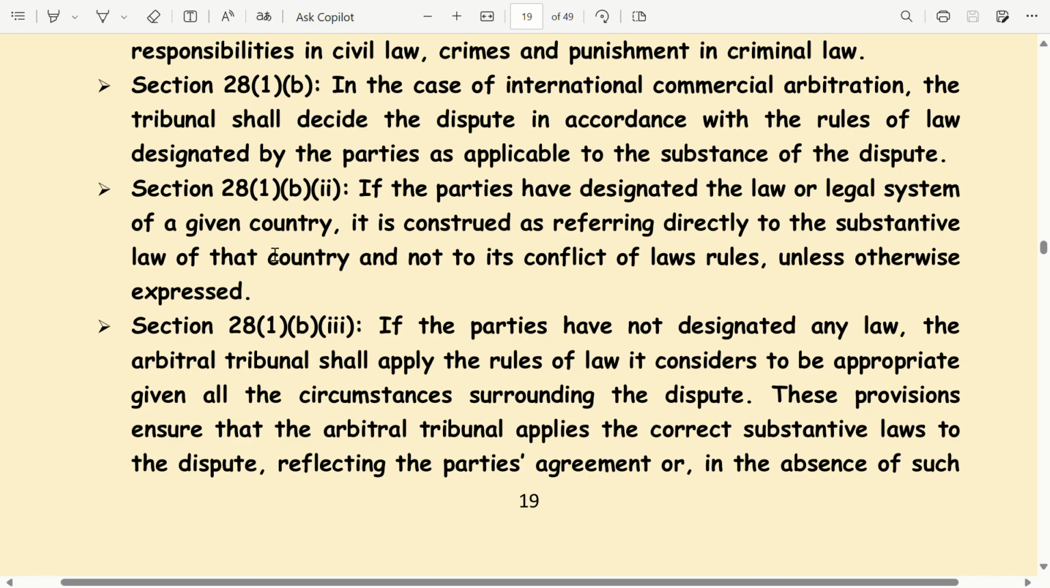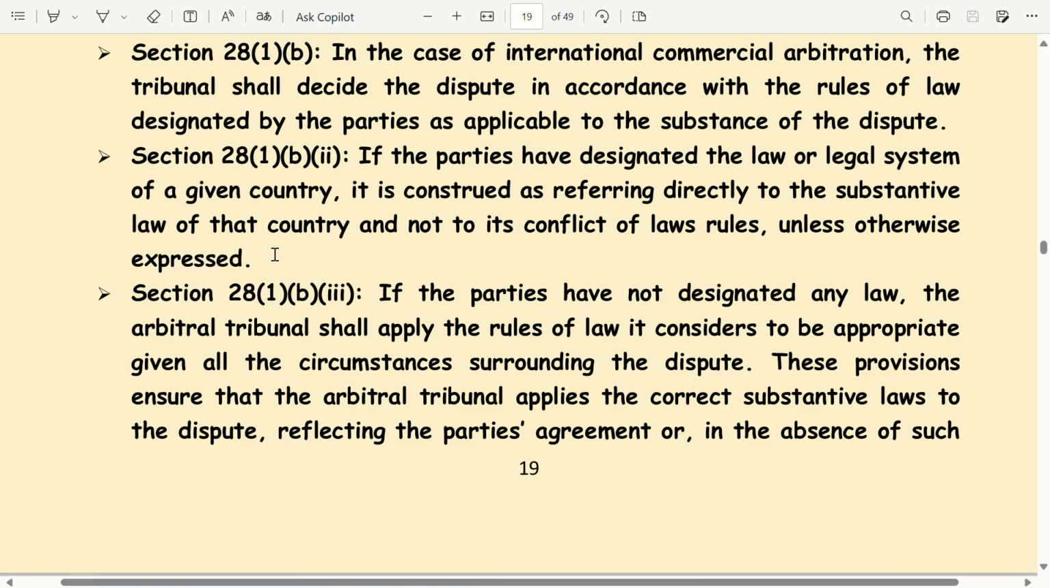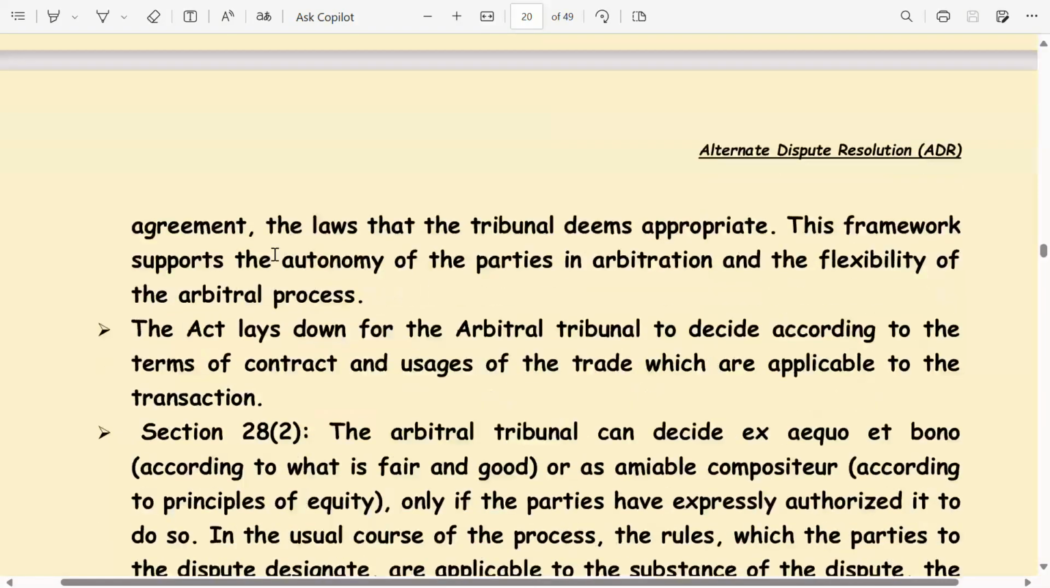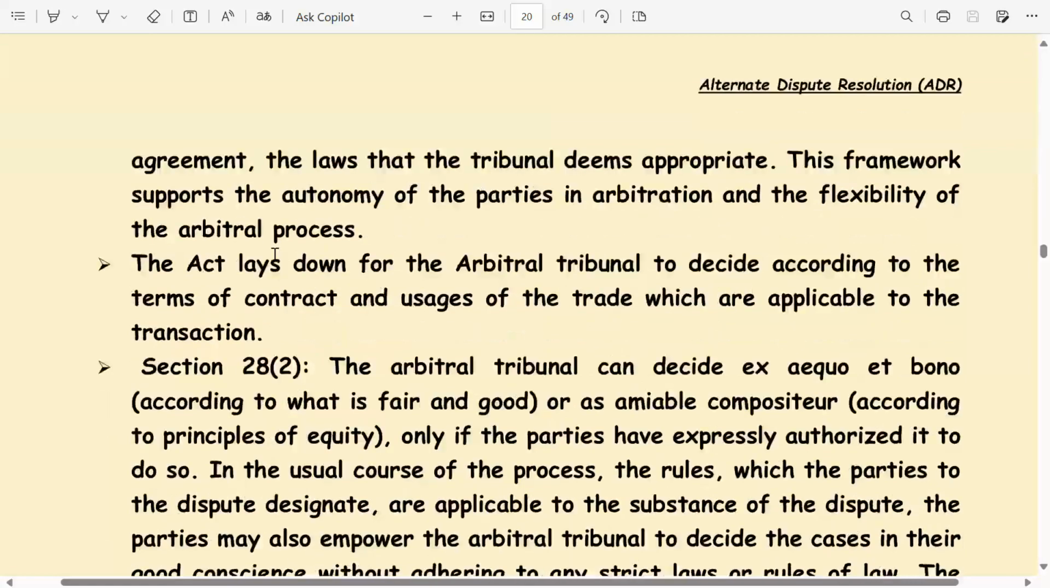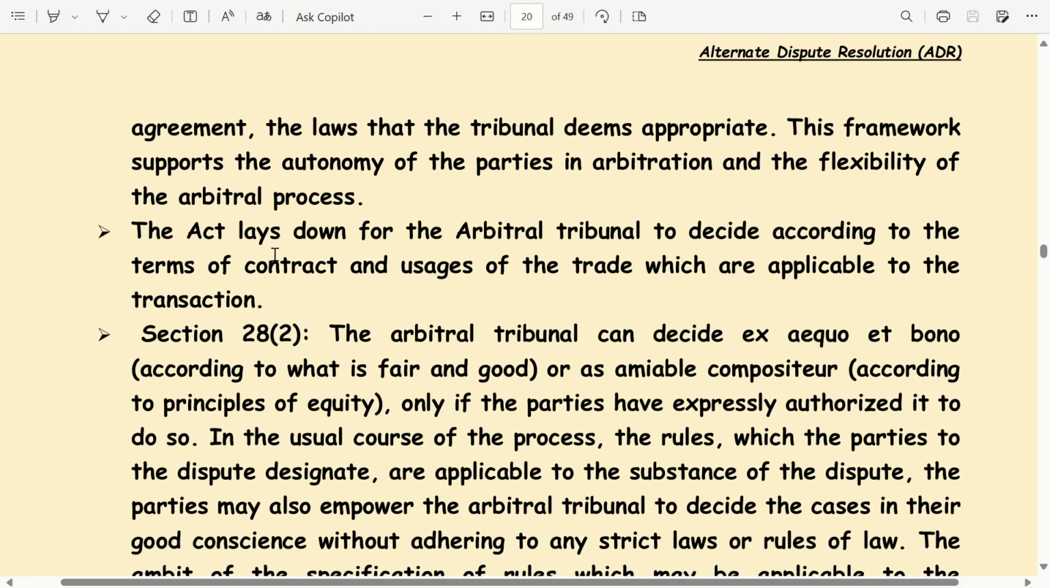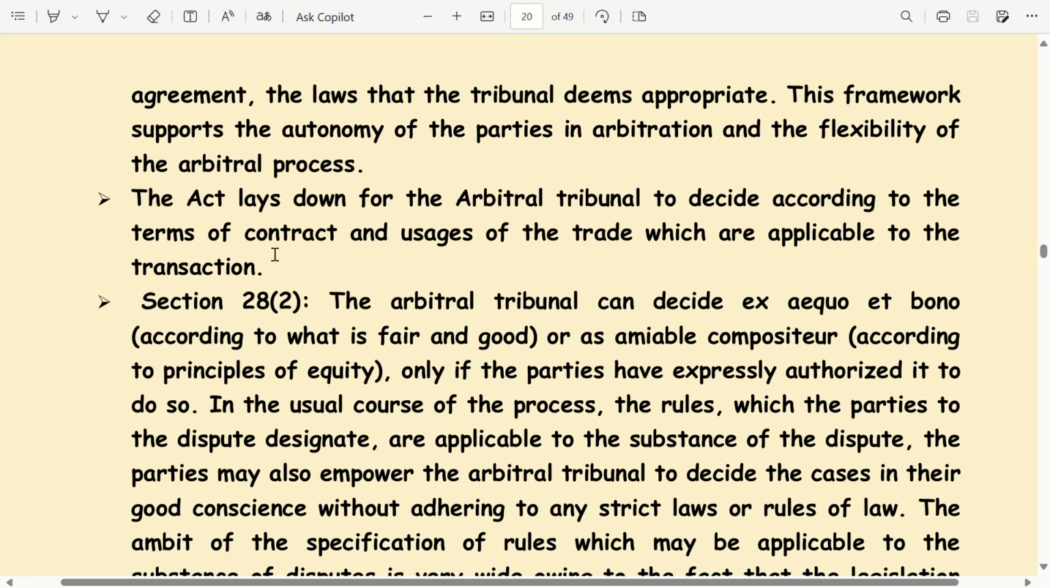These provisions ensure that the arbitral tribunal applies the correct substantive laws to the dispute, reflecting the parties' agreement, or in the absence of such agreement, the laws that the tribunal deems appropriate. This framework supports the autonomy of the parties in arbitration and the flexibility of the arbitral process. The Act lays down for the arbitral tribunal to decide according to the terms of contract and usages of the trade which are applicable to the transaction.